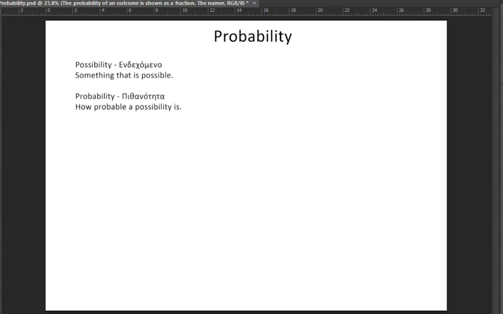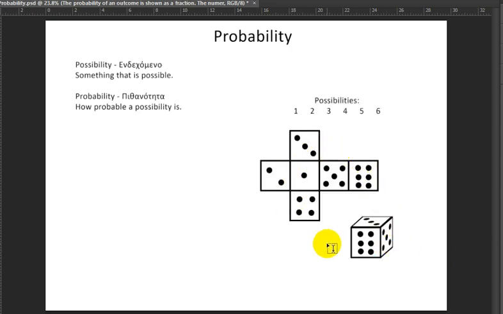Where we see probability coming into play very often is with dice, right? So here I have made a dice that you can see as it normally is. Here is how it would be if I broke it apart so that we could see all of its sides, right? So 1, 2, 3, 4, 5, 6. And I haven't placed the numbers as they should be, but that doesn't really matter.